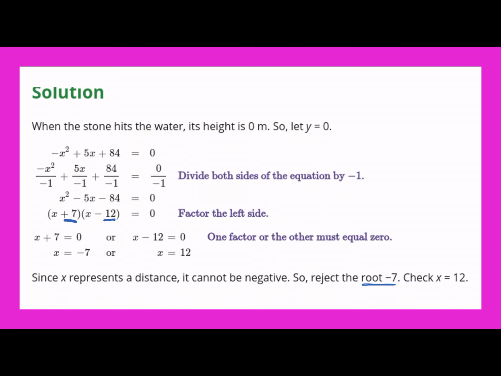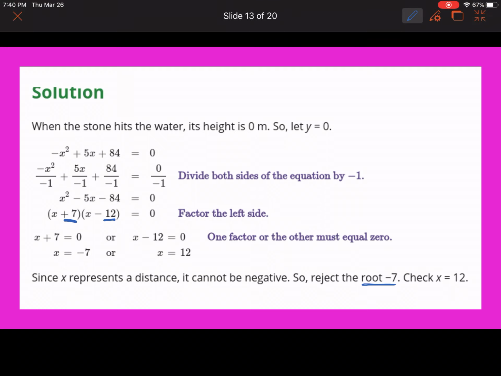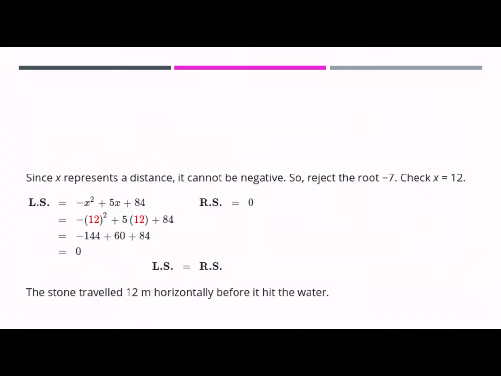Come on, turn the page. And since x represents a distance, it cannot be negative, so we need to reject that negative 7. We checked, we got 0 on both sides, so the stone travels 12 meters horizontally before it hits the water. Good, got it.